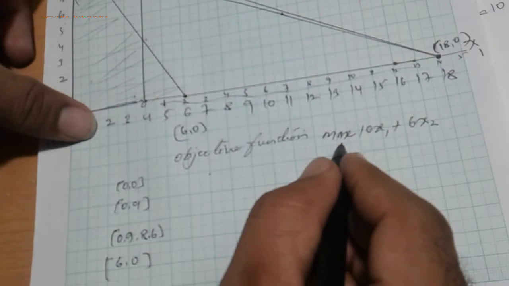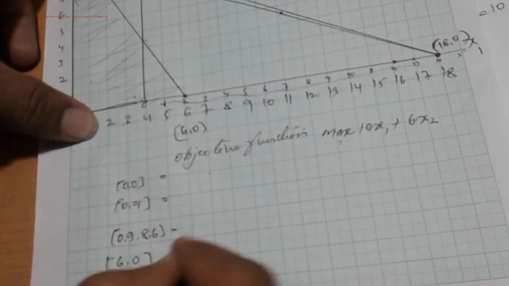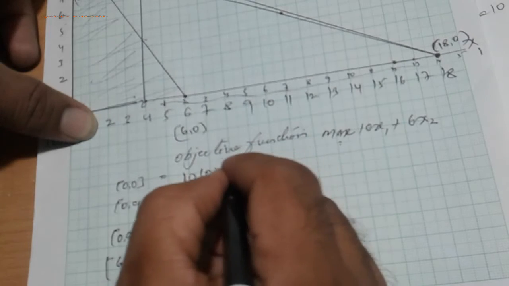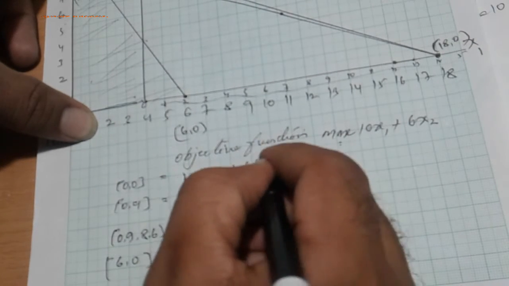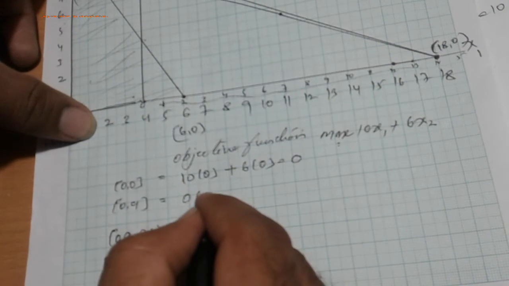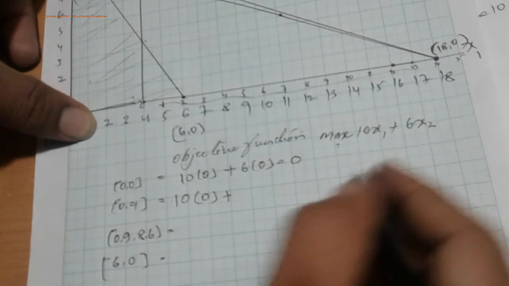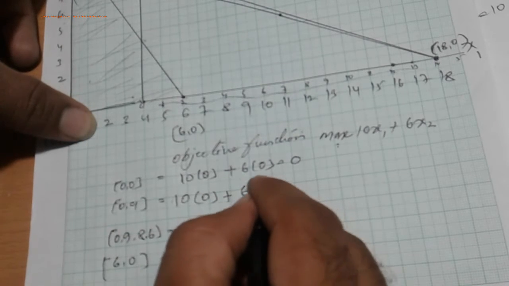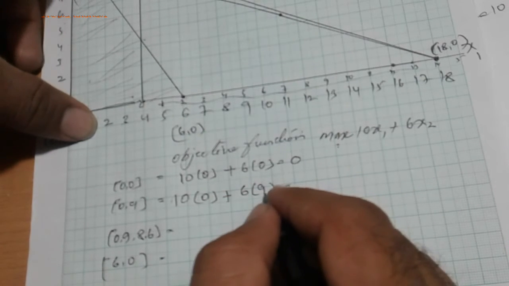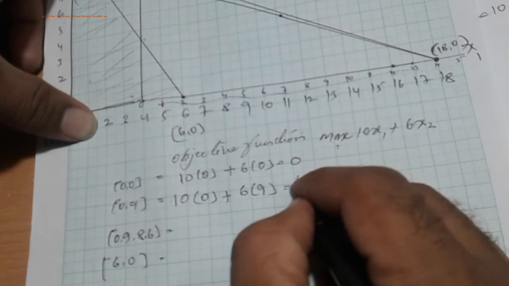So 10 times x1 which is 0 plus 6 times x2 which is 0, answer is 0. Then 10 times x1 which is 0 plus 6 times x2 which is 9, that is 54.